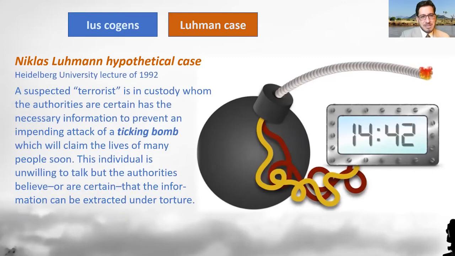And in 1992, he posed this case of a suspected terrorist in custody whom the authorities are certain, remember this, the authorities are certain that this guy has the necessary information to prevent an impending attack of a ticking bomb, which will claim the lives of many people soon. How much time do we have? 14 minutes. This individual is unwilling to talk, but the authorities believe or are certain, you have the two possibilities, that the information can be extracted under torture.